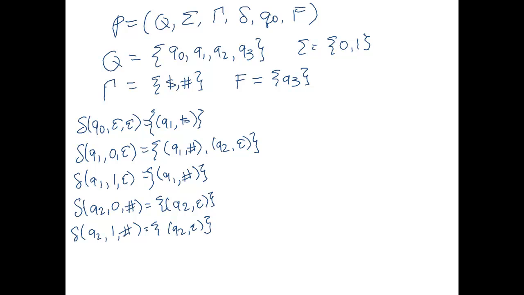Okay, and then last, how do I accept? I'm in Q2. I read nothing from my input. I read a $ sign off the top of my stack, and I go to state Q3 and I push nothing. Okay, so double check, but that should be our transition function as we created it in the state diagram. So we now have our PDA fully defined, state diagram and formal description. So this is the PDA P for this language.